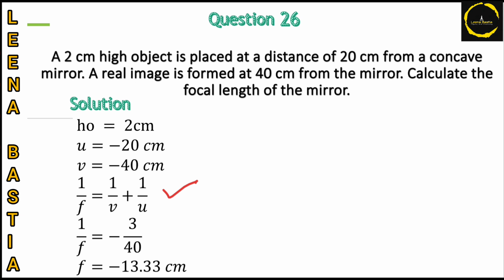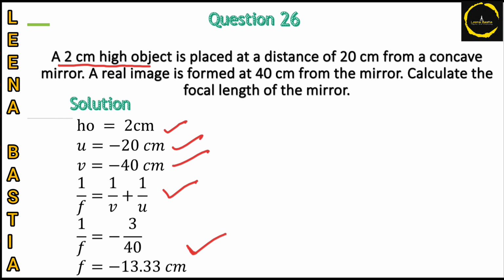Okay, the height of the object is just mentioned in the question, just extra information. There is nothing to do with this question. It just makes you confused. It has been given, but whatever is given, you need to write it down. It is required. Okay, so after calculating, you will get f equal to minus 13.33.